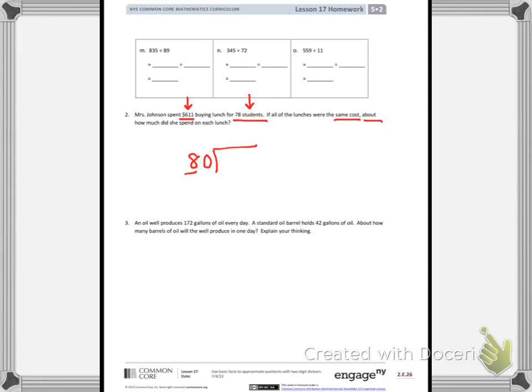My first thought is to round 611 to 600, but I can't do 6 divided by 8 very easily, so that one wouldn't work out. So if I think of my 8s, the closest number I can come up to is the number 64.